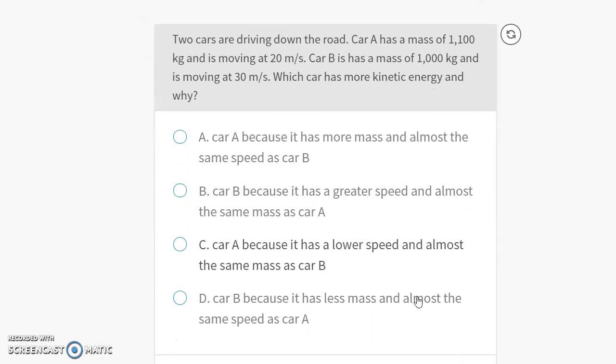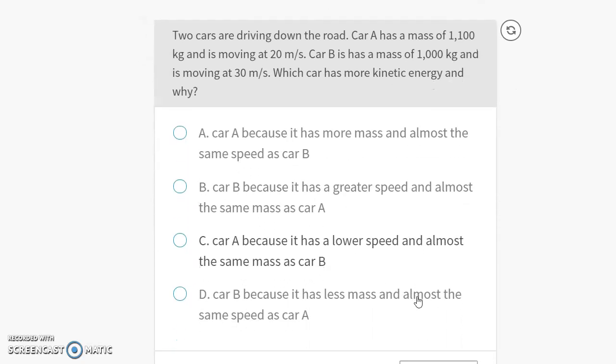Two cars are driving down the road. Car A has a mass of 1,100, moving at 20. Car B is not as heavy, but moving faster. Okay, so car A, because it has more mass and almost the same speed. Car B, because it has more speed.